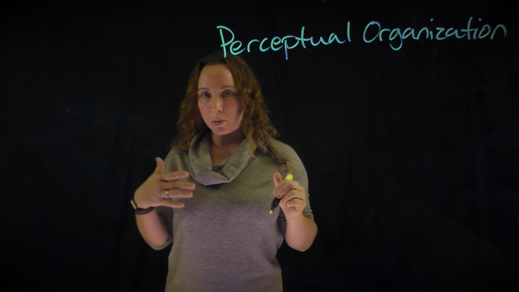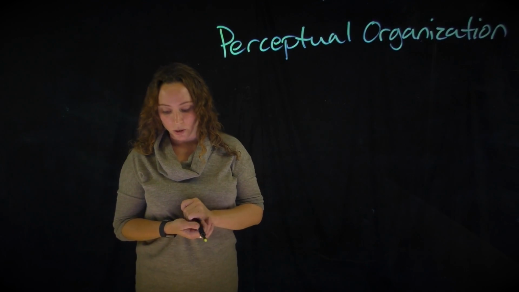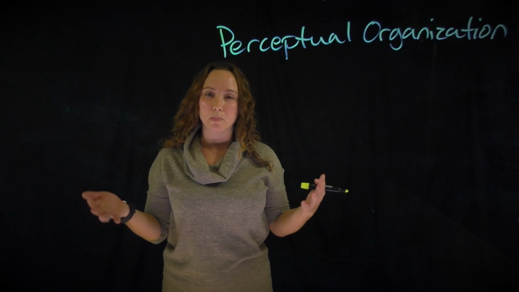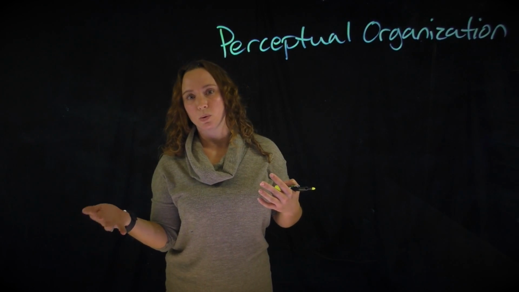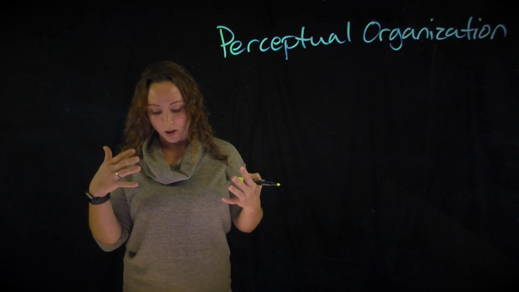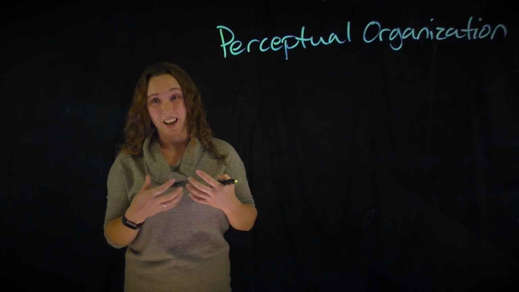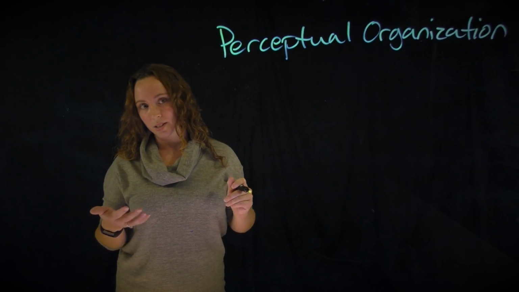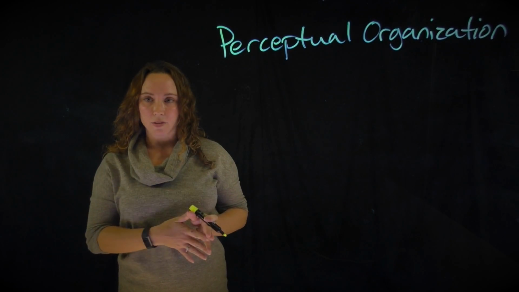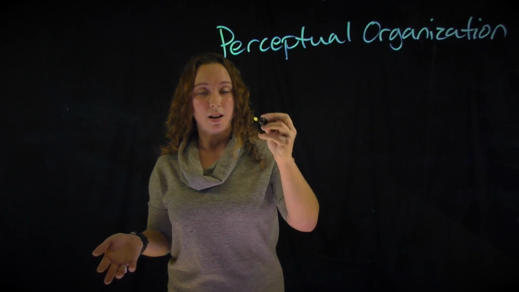And so if you remember when we talked about vision, perceptual organization is really about how we put our perception of objects together. So in hearing, perceptual organization is about how we group the notes that we hear together. And if you remember in perceptual organization, we spent a lot of time in vision talking about Gestalt psychology.